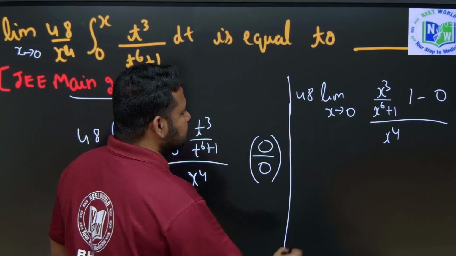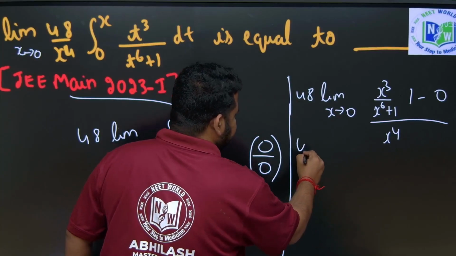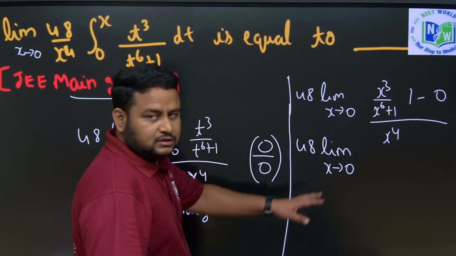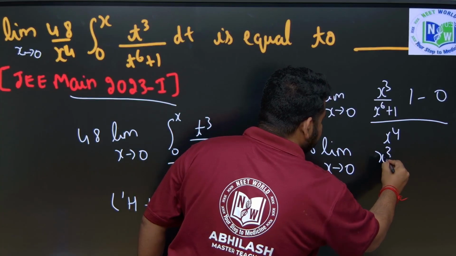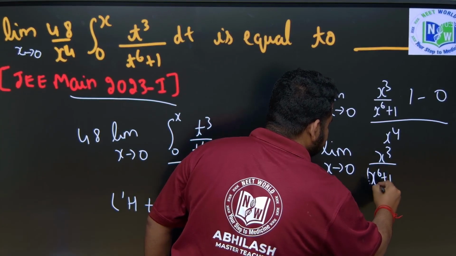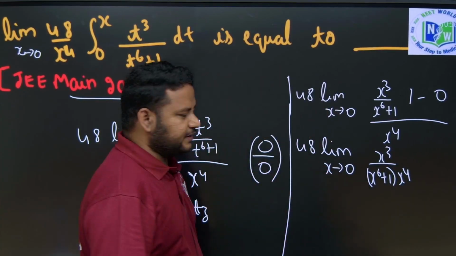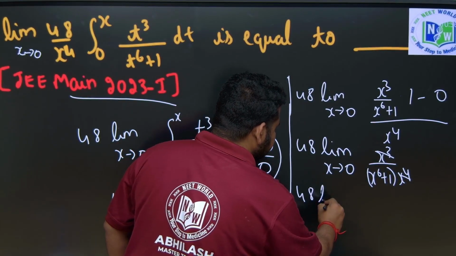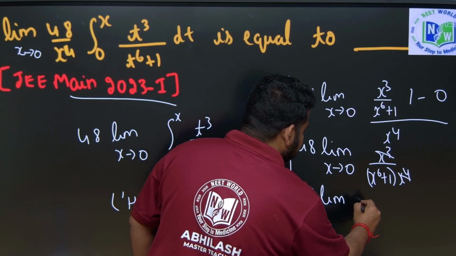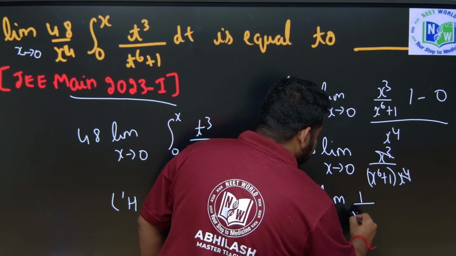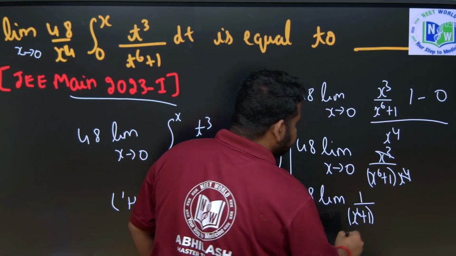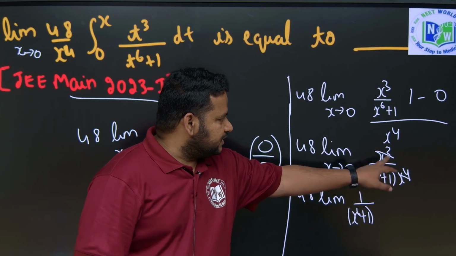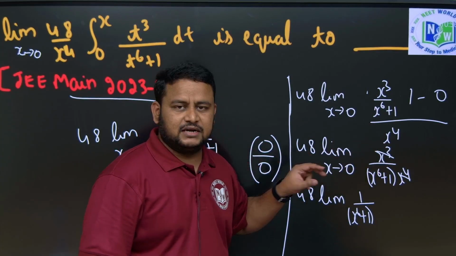Now what am I left with? I will have 48 into limit x tends to 0, x cube by x to the power of 6 plus 1 into x to the power of 4. Now what can I do? I can cancel this and this. I will be left with 48 into limit 1 by x to the power of 6 plus 1 into... but before that, as I told you, for the denominator, before solving this, let me apply the L'Hospital rule.